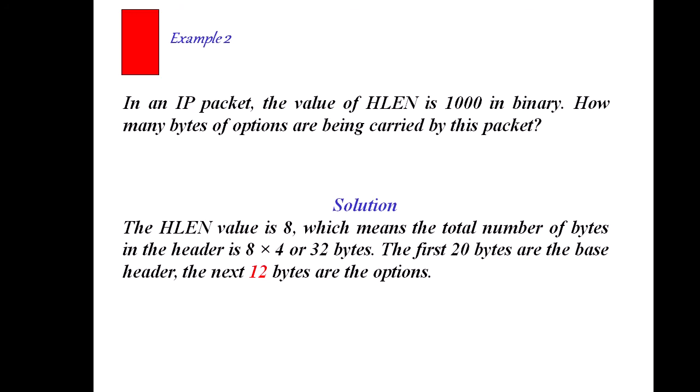Okay, example 2. In an IP packet, the value of the header length is 1000 in binary. How many bytes of options are being carried by this packet? So the header length is 1000, so it's 8, which means that the total number of bytes in the header is 8 times 4, or 32 bytes. So the first 20 bytes constitute the base header. Therefore, the next 12 bytes represent the options fields.